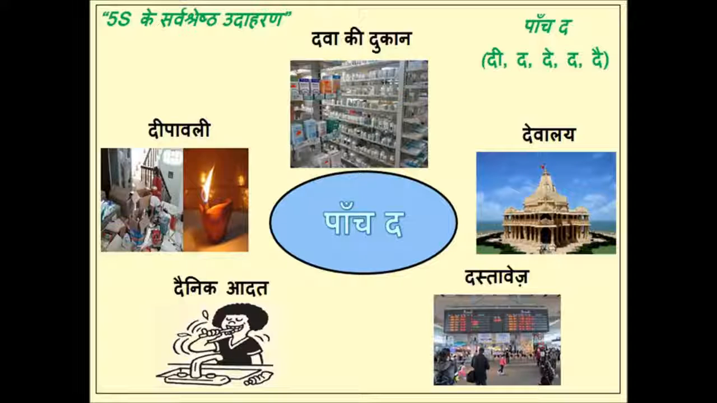There are very common examples we see for all these 5S's. First, sorting, Deepavali. 2S, medical shop, that is dawa ki dukan. 3S, Devalaya, that is temple. 4th S, Dastavez, which you can see in an airport, railway station or bus station. 5th S, sustain, or dainik adat, the brushing by any person.